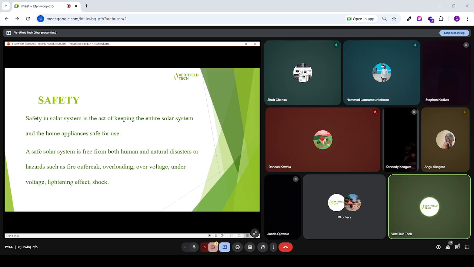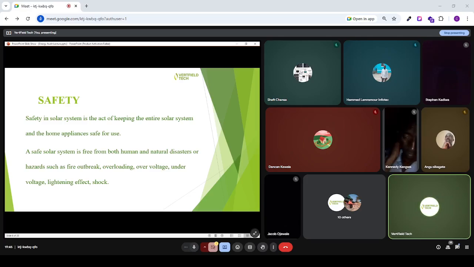For safety, we have an advanced class which covers safety entirely. What we give you here, we don't give you in-depth knowledge of safety in this basic course, but for the advanced course on solar, that is where you get your in-depth knowledge on safety and everything that has to do with safety. So we are advising and encouraging you to also enroll for that particular advanced course after you have finished with this basic course. It is going to help you all.